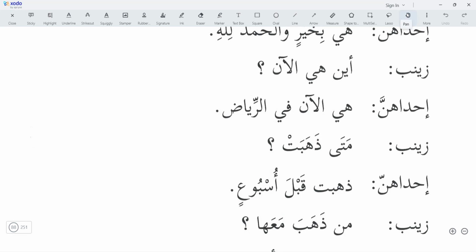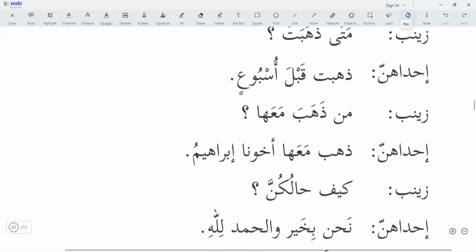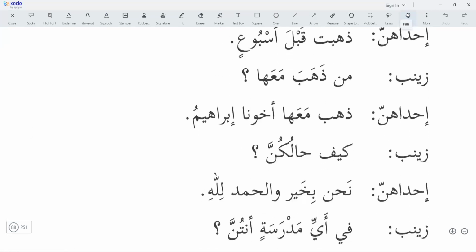Zainabu: Mata zahabat? When did she go? Ihdahunna, one of them: Zahabat qabla usbu'in. She went a week ago. Not before a week ago, just a week ago. Okay. She went a week ago.